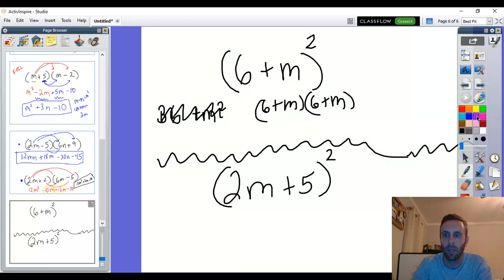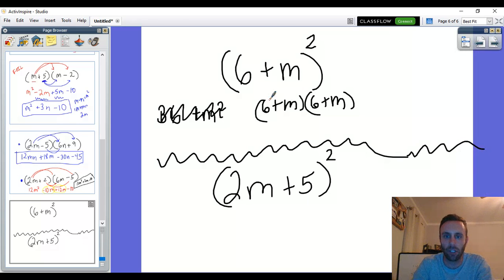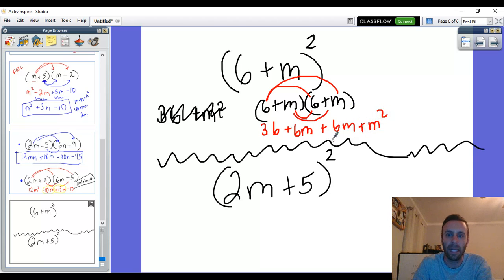Let me show you. So remember, we're going to distribute the 6 first to both of those terms. 6 times 6 is 36. 6 times m is positive 6m. Then we're going to distribute the m to both terms, and you get m times 6 is 6m again. We always put the number first. And then m times m is m squared. Now we're going to combine the 6m and the 6m, and you get 12m. And we're going to write this in standard form, which means ax squared, so m squared plus 12m plus 36.